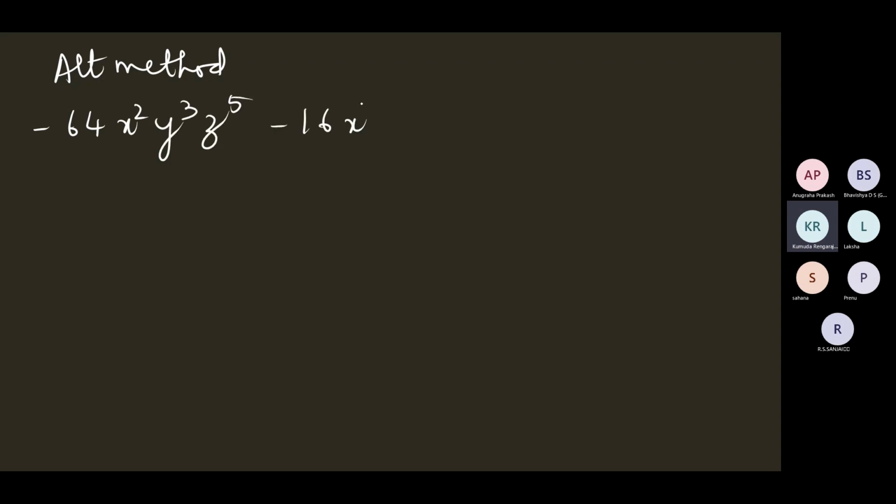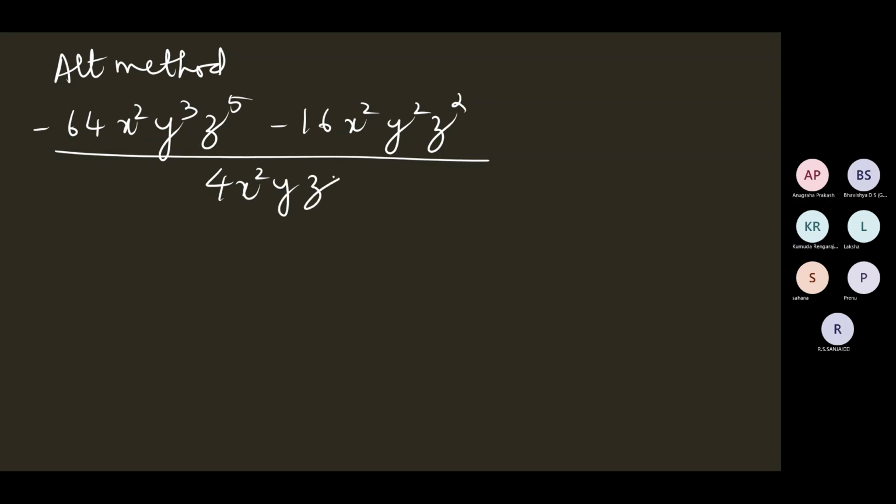All right, children, this is the alternate method. Minus 64x squared y cubed z to the power 5 minus 16x squared y squared z squared divided by 4x squared yz. Since the divisor is what is in the denominator, the numerator is the dividend and the denominator is the divisor. Since the divisor is a monomial, a single term, you can divide like this.